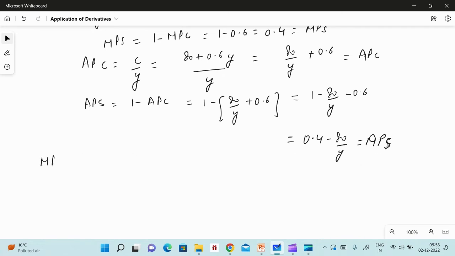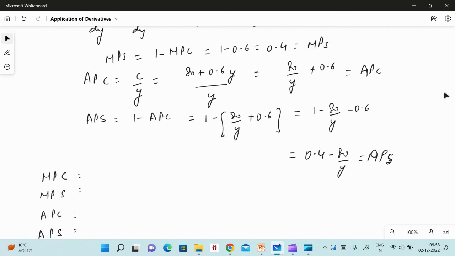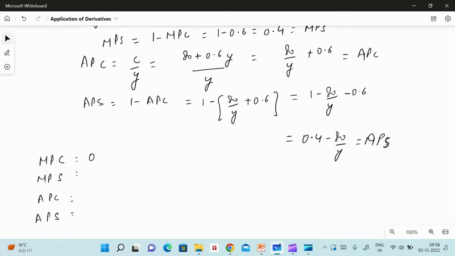Okay, so this way we are able to find out marginal propensity to consume, marginal propensity to save, average propensity to consume, and average propensity to save, right? So these are very simple formulas. I'm just going to write the values here. So this is equal to 0.6, 0.4, 80 by Y plus 0.6, and 0.4 minus 80 divided by Y. So it's a very simple question. This way we will be able to solve the question by applying the formulas.